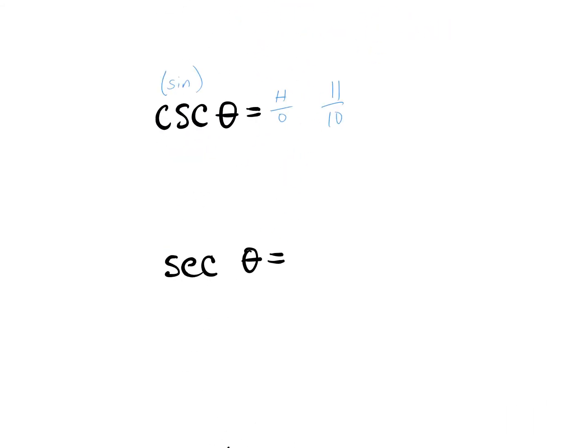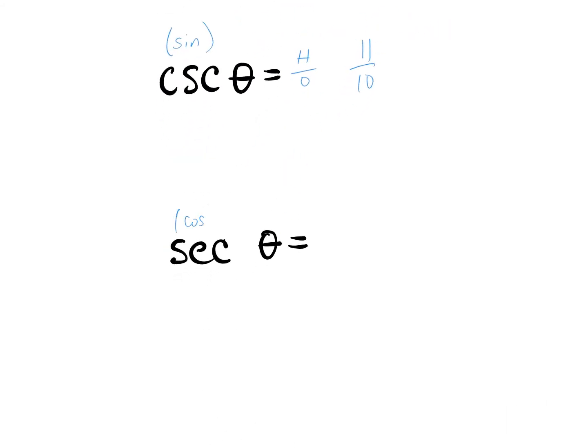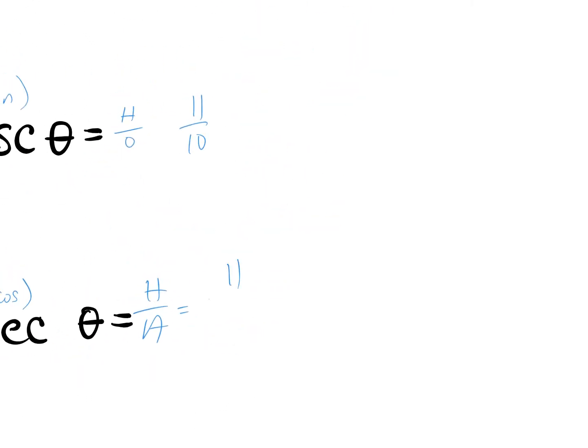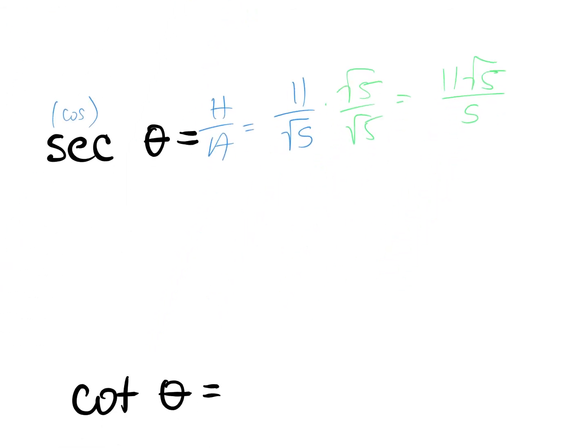Okay, so what's the reciprocal of secant? Cosine, right? So cosine is adjacent over hypotenuse, so I need hypotenuse over adjacent. What's the hypotenuse? 11 over the square root of 5. Uh-oh. What do I do? Rationalize. Multiply top and bottom by root 5. Good. So I have 11 square root of 5 over 5. Can I simplify anything? No. Is that the greatest number in the world? No, but that's okay.